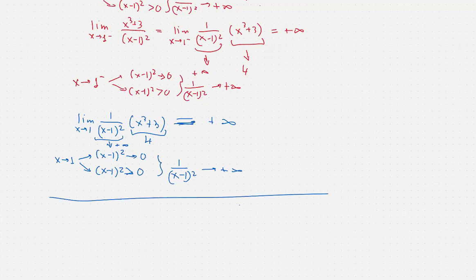Please note that if you had an odd power, so if you had 1, 3, 5, 7 instead of 2, the limit wouldn't exist. If you have an even power, 2, 4, 6, and so on, the limit does exist.